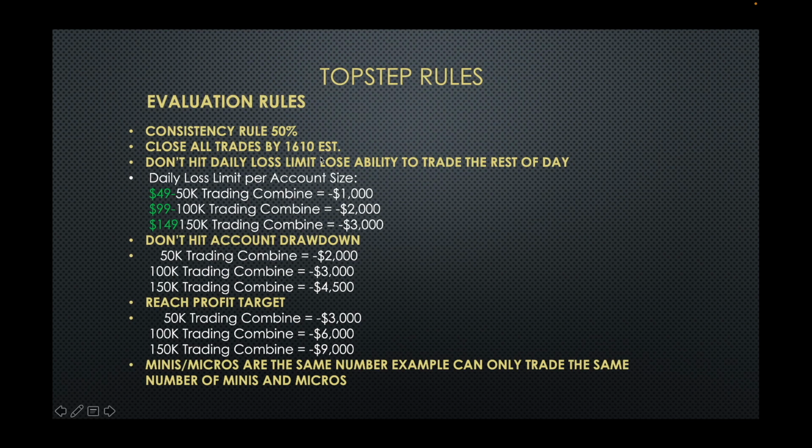Actually SPY options go till 4:30, so it's even worse than that. Now Top Step gives you a daily drawdown limit. So not only do you have a normal drawdown of $2,000, they give you a daily drawdown. We'll just go with the 50K account of $1,000.